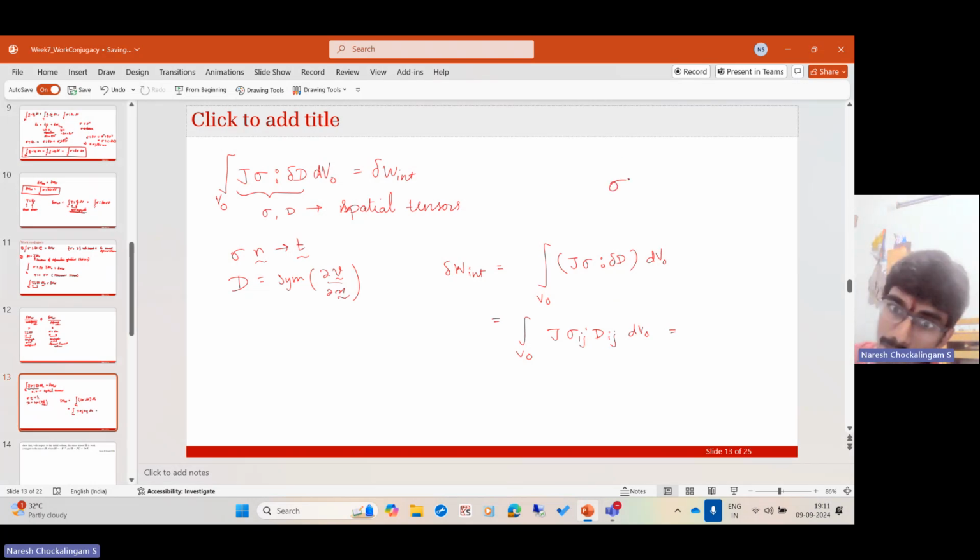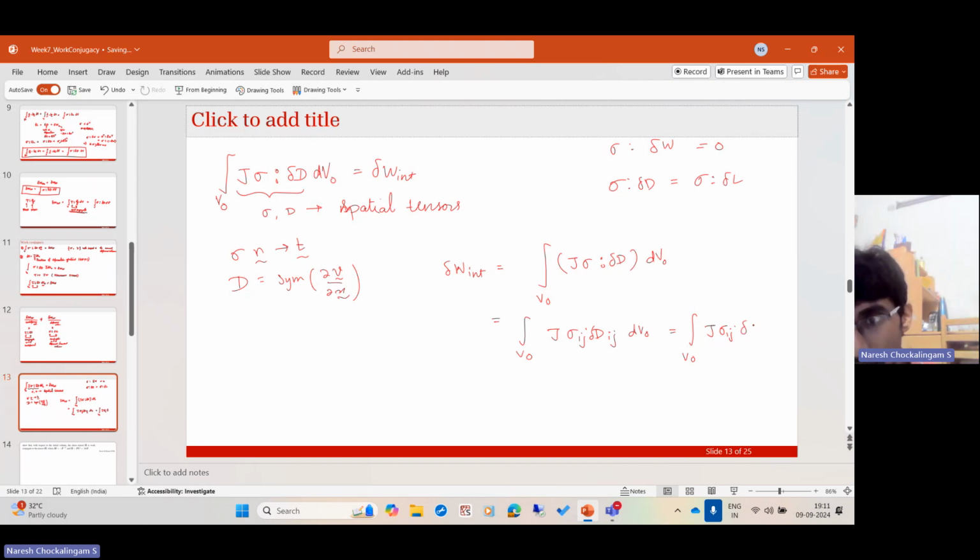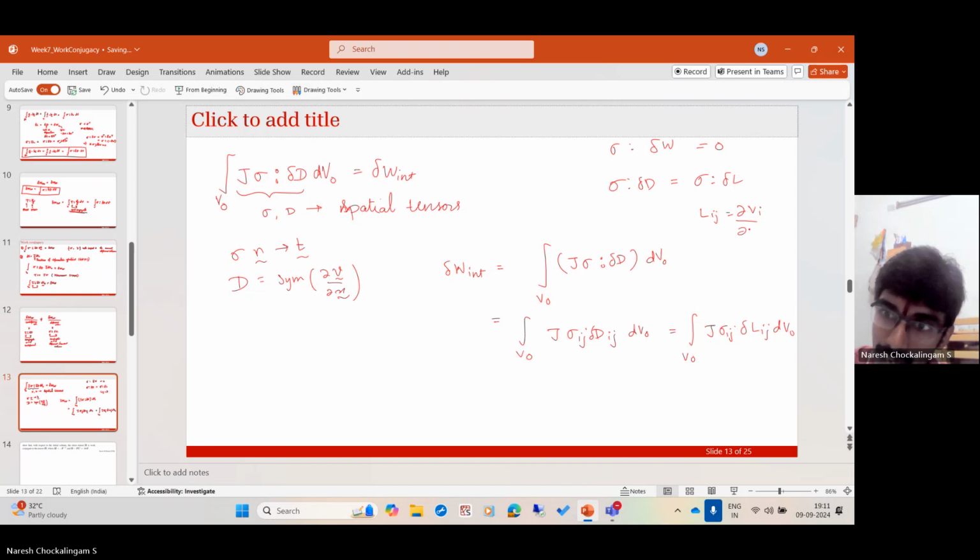We also saw that sigma del D is nothing but sigma del L, because sigma contracted with del W is equal to 0. So this is the integral over V naught of J sigma ij del Lij dV naught. But what is del Lij? Lij is partial vi by partial xj. So this becomes the integral over the volume of J sigma ij.